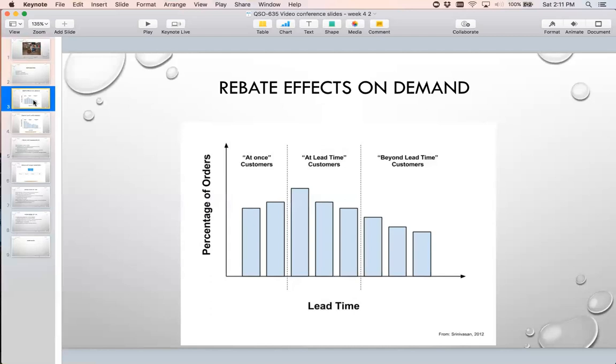So ideally, the goal is to shift your lead time to the left. You want to get the lead time smaller and smaller, so that whole graph shifts to the left. And at the same time, you want to shift your demand to the right. You want to get as many people as possible to buy your product either at lead time or beyond lead time. And Amazon has a really good example of this.